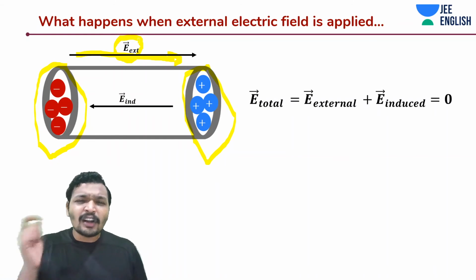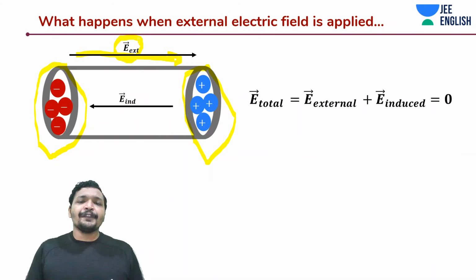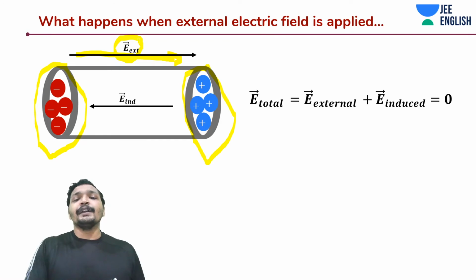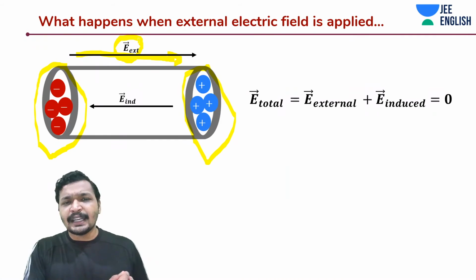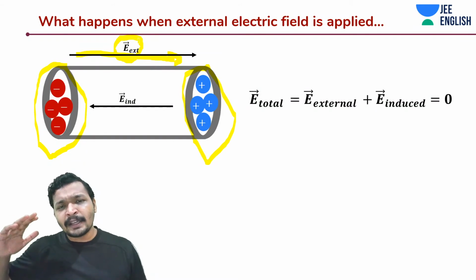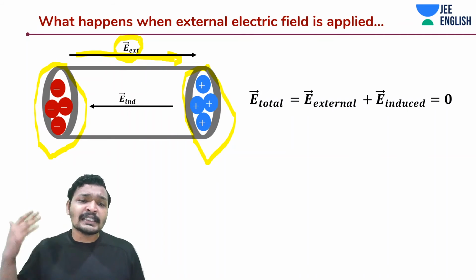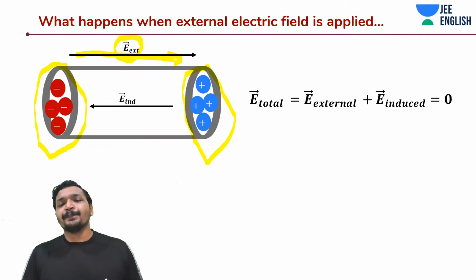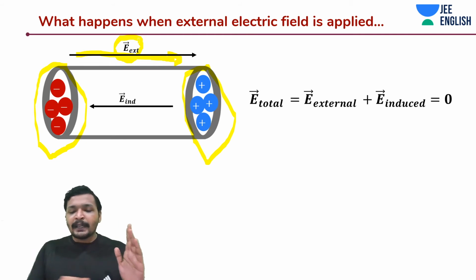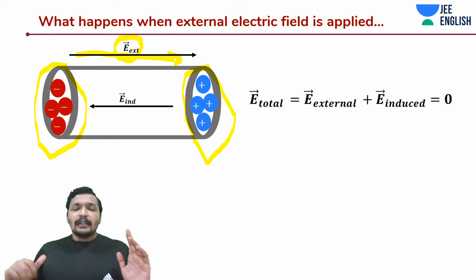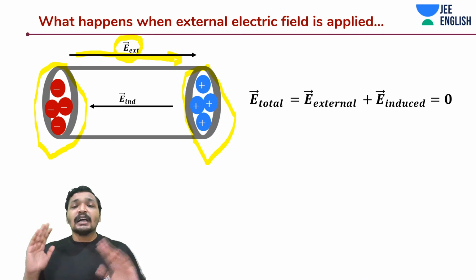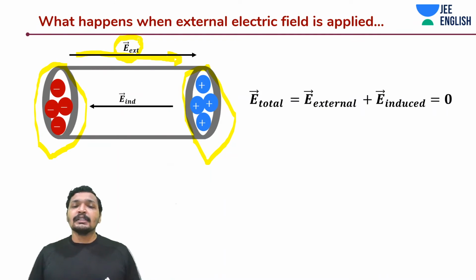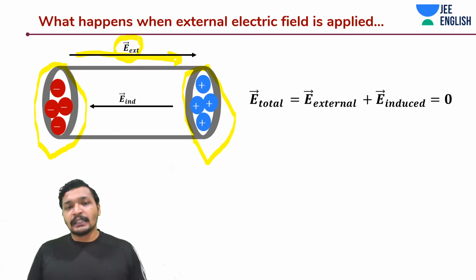For a short time, there is movement of the charges and a creation of an induced field. And when this induced field is created, what happens? It keeps on increasing until it's able to cancel out the external field. So what is happening when I'm applying an electric field? These charges are accumulating and creating an induced field. This induced field is making the net field zero.